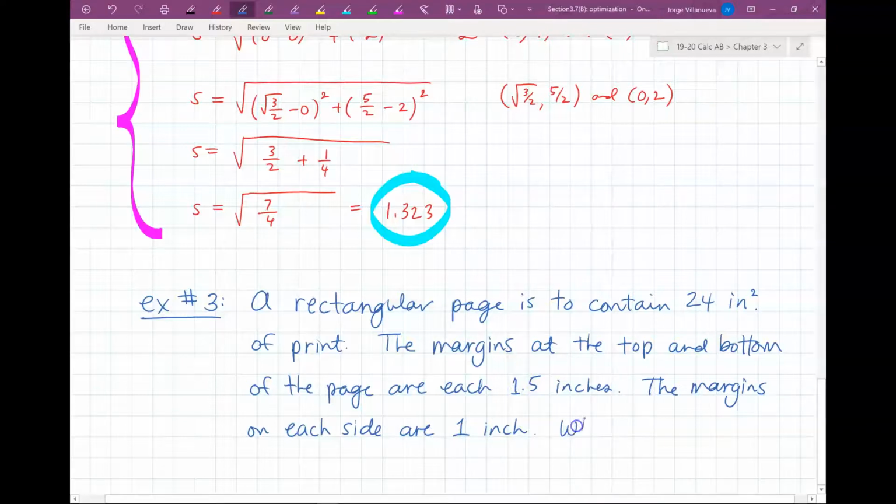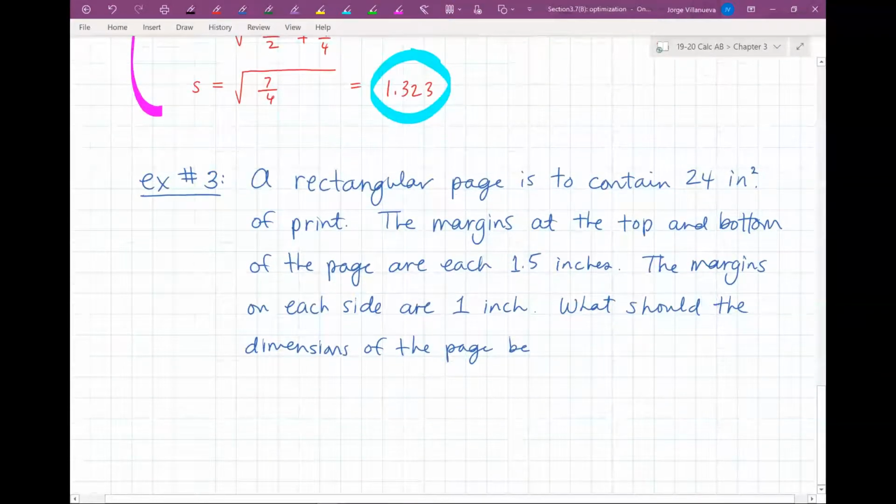Here's the question. What should the dimensions of the page be to get the least amount of paper used?